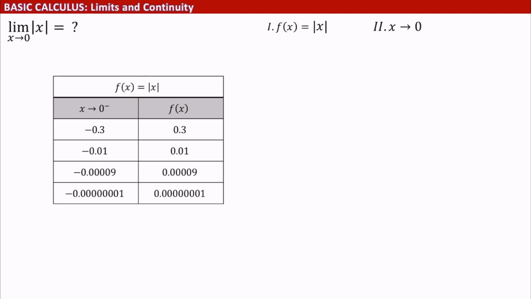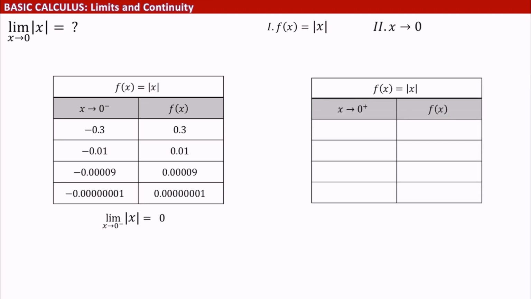Now let's investigate. Saang value lumalapit ang ating f of x as our x approaches 0 from the left? Your answer must be 0. That means that the limit of the absolute value of x as x approaches 0 from the left is equal to 0.